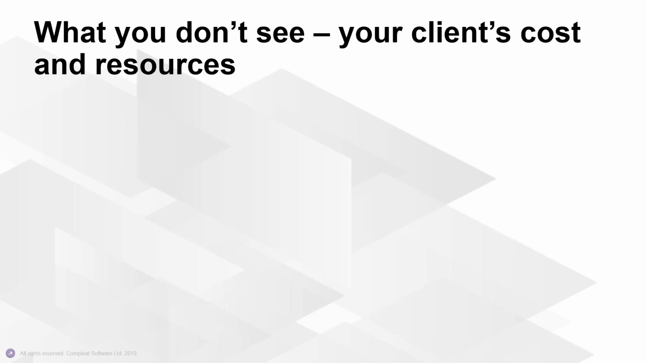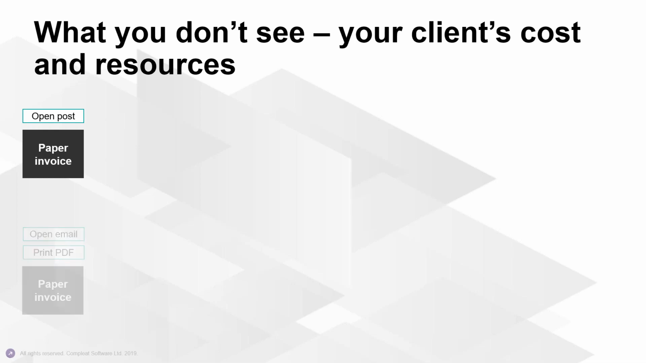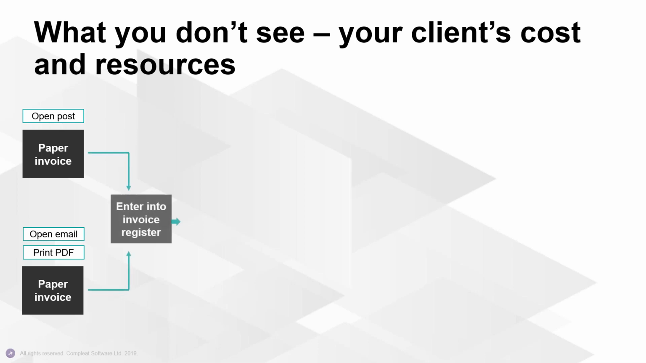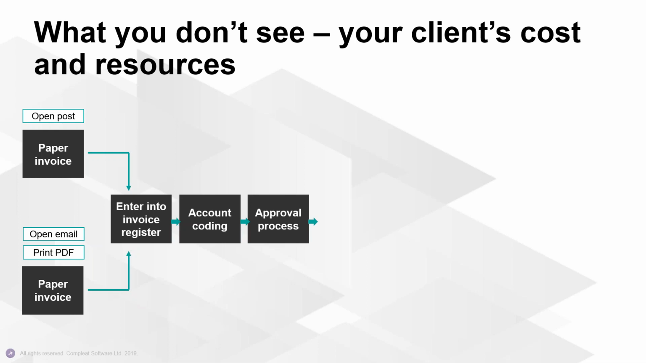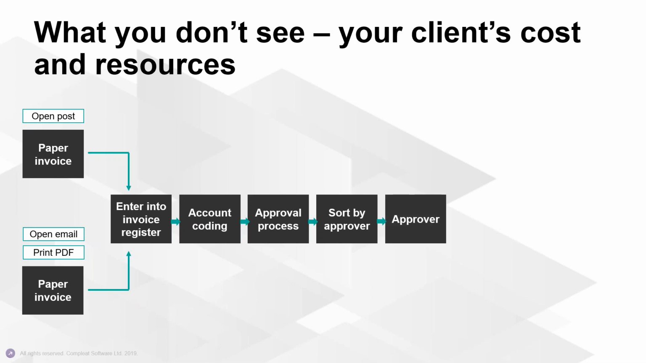Well, we can tell you that if they have a diligent process, then this is what is happening. They will receive the invoice 60% of the time via email, which they are printing off. They will also receive invoices by the post. It is then entered into some kind of invoice register or daybook, so they know they've received it. Any analysis coding is added manually to the invoice. Then an approval process needs to be decided. Someone will then sort all the invoices by approver. They are then put on the desk of this particular approver.